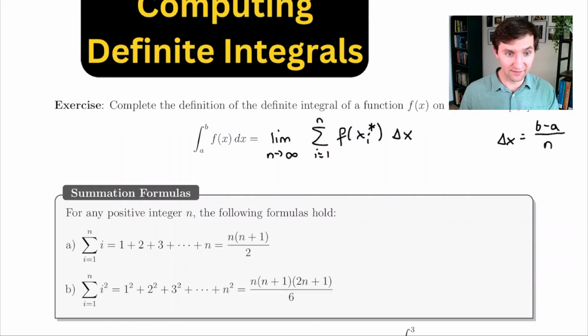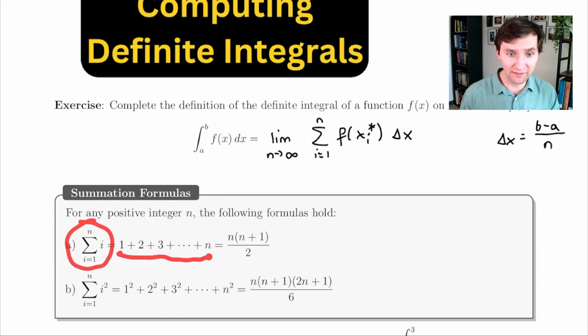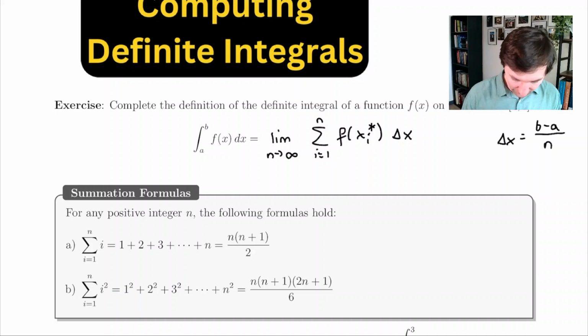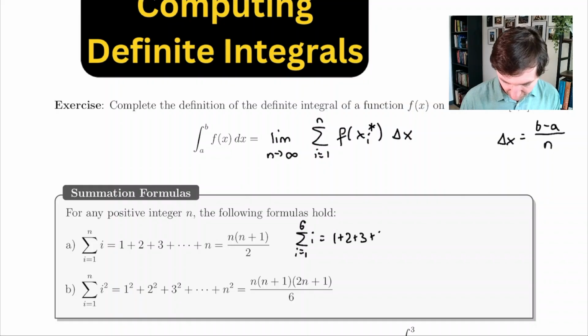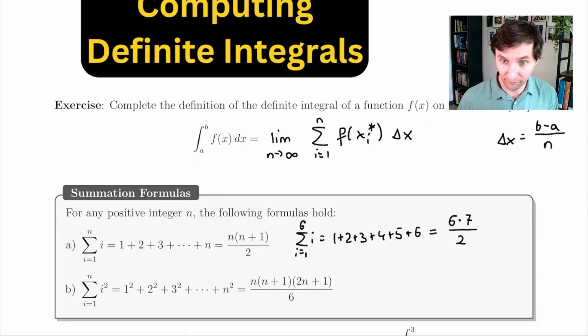The first fact says that if you want to add the first n positive integers, instead of adding them one by one, you can use the following formula. For example, if you want to compute the sum starting at 1 and ending at 6, which is the same thing as saying 1 plus 2 plus 3 plus 4 plus 5 plus 6, instead of adding them one by one, you can take the last number, which is 6, multiply it by the next number, which is 7, and divide these things by 2. 6 divided by 2 is 3, which gives you 3 times 7, which is 21.